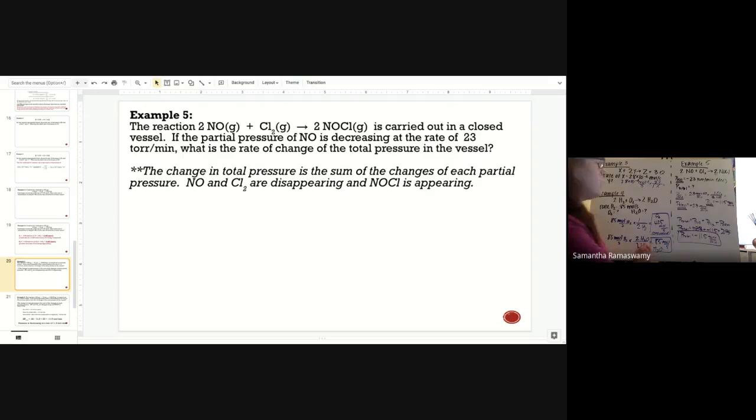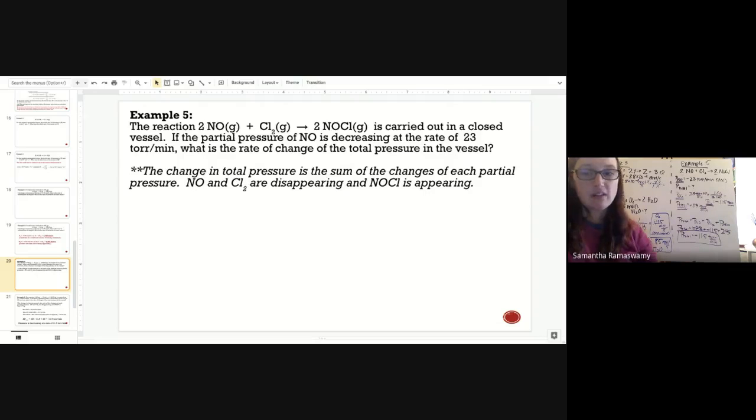Okay, so again, examples 4 and 5 kind of had the most amount of work. But again, all we're doing with rate of appearance and rate of disappearance is looking at the coefficients, right? And just multiplying by a fraction with the coefficients. So before we get to the last example, any questions on 4, 5, or 6?